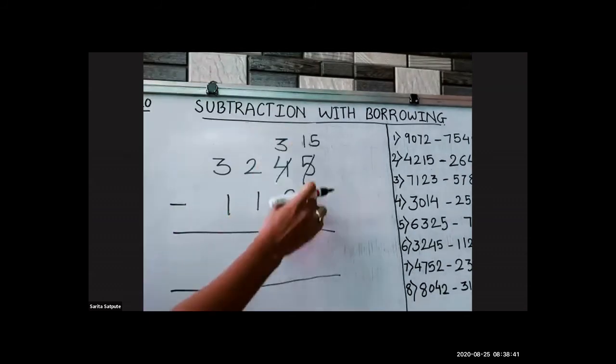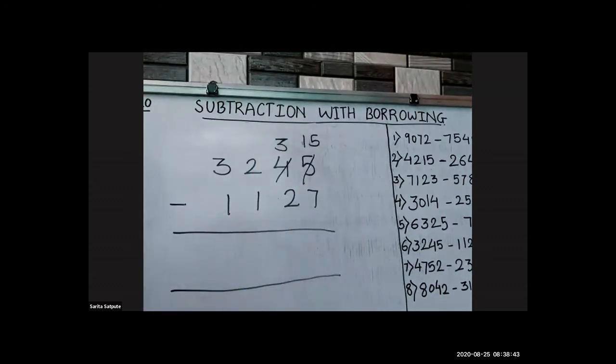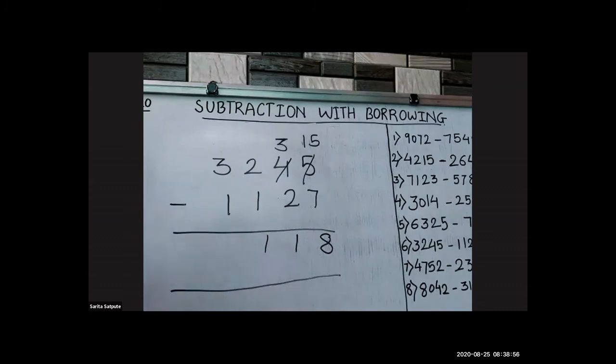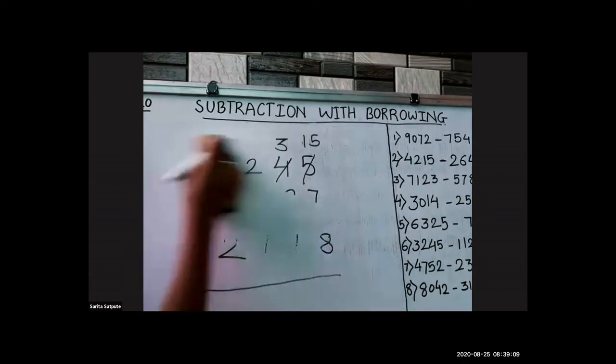Okay. So now 15 minus 7 is? 8. 3 minus 2 is? 1. 2 minus 1 is? 1. And 3 minus 1? 2. Okay. So now your answer is 2,118. Yes. Very good. Now we'll move to the 7th question.